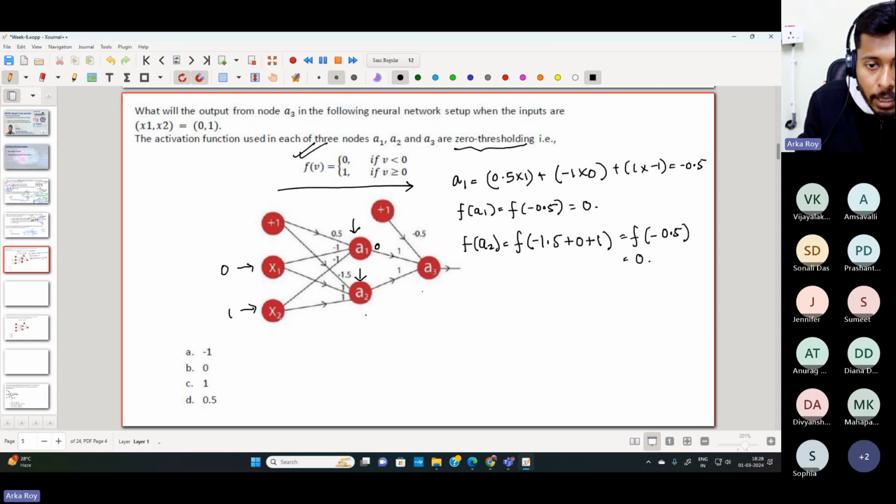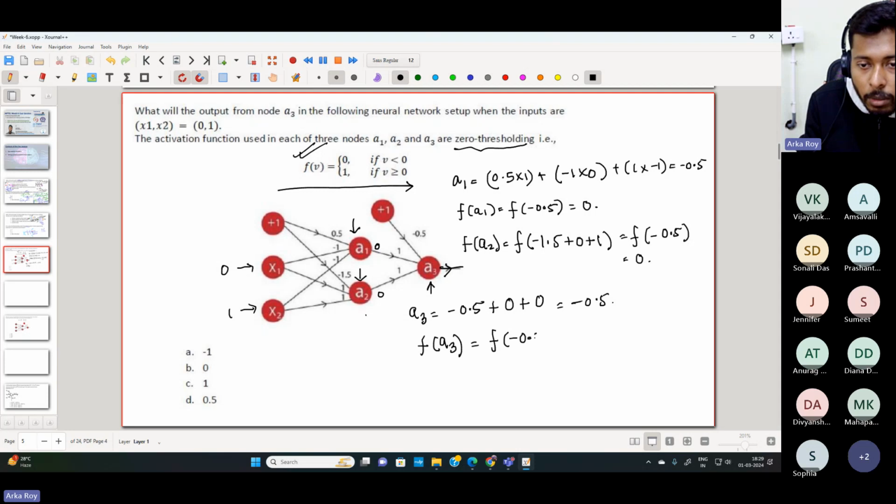Now at A3, the output is minus 0.5 into 1. This is corresponding to the bias term. Then you have 0 multiplied with 1, so it will be 0. And here also the value is 0 multiplied with 1, so the output is 0. Therefore at A3, the value is minus 0.5. And again, you can see that the output of A3 is basically the nonlinear activation applied on the summation, the linear combination. So this is f of minus 0.5, therefore the output is equal to 0.